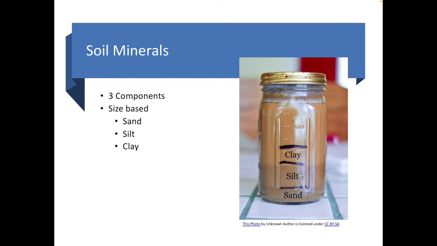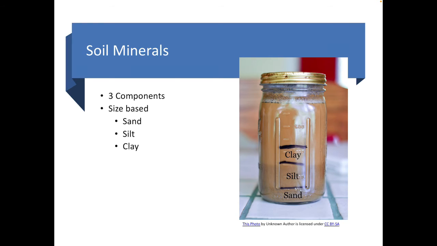All right, so the three basic components of a soil, the mineral components, are sand, silt, and clay, and that's based on size. And to give you an example, if sand, which is the largest, if a sand grain was the size of an elephant, now you know how big an elephant is, then a clay particle would be the size of a period on a piece of paper. That's how different they are in size.